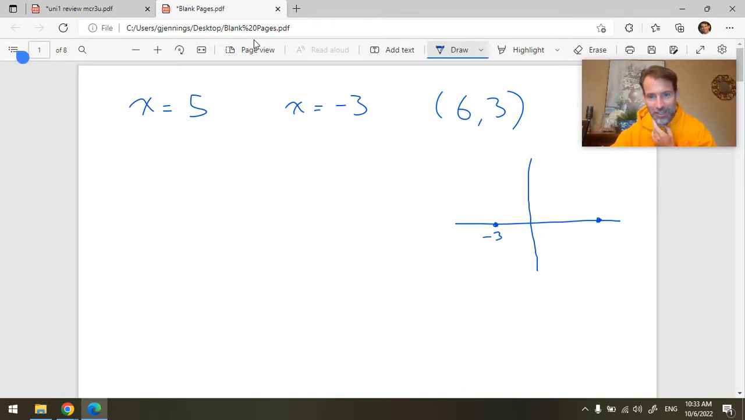Here's minus 3. Here's 5. Notice I'm not spending 8 hours making a diagram. And here is 6, 3. It's very fast to make this diagram. I can already see that my A value is going to be positive because it's a quadratic that opens upwards, and it looks shallow to me.